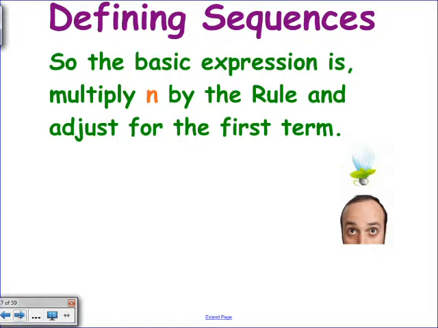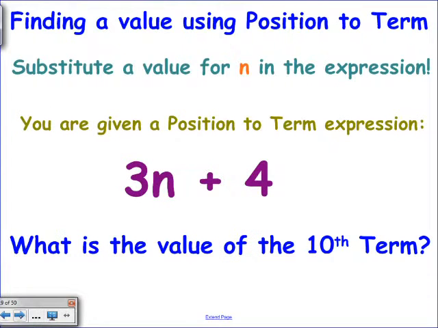So the basic expression to define something in terms of n is multiply n by the rule and then adjust it for the first term. Either add or take away whatever you need to get from your rule to your first term. Right, let's move on to the new bit.